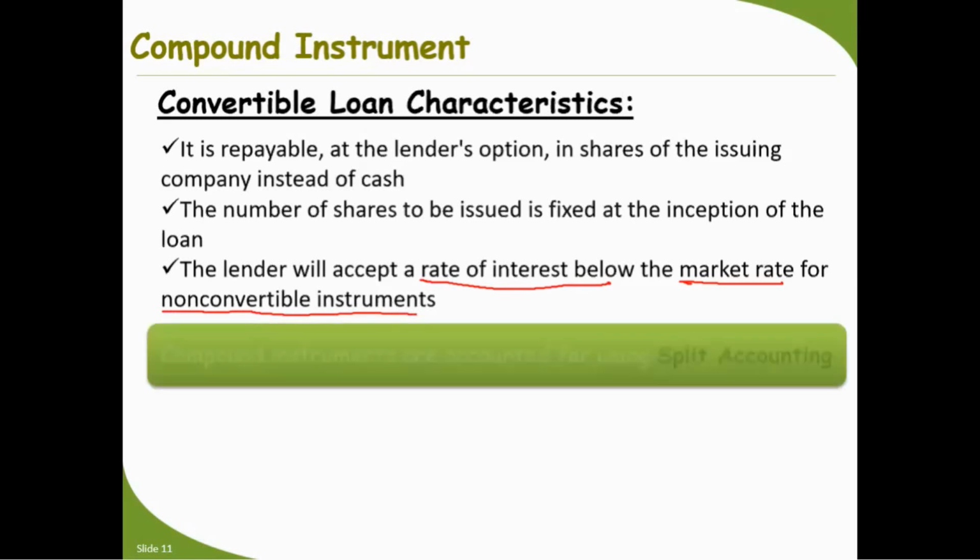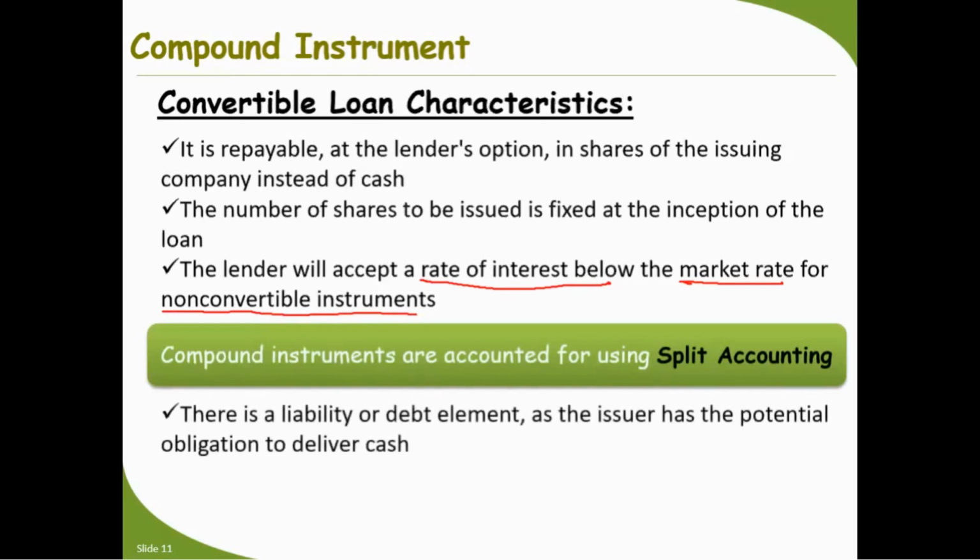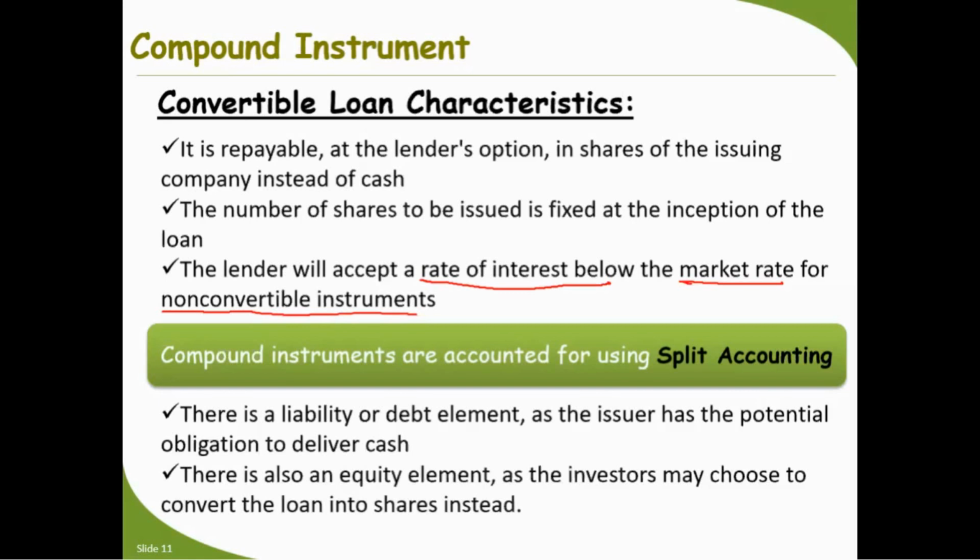Then how are these compound instruments accounted for? These are accounted for using split accounting. What is split accounting? You will segregate it into liability and equity elements. Because there is an obligation to deliver cash, for the issuer, the person who got the loan, there is a financial liability, as well as an element of equity, as the investor has the right to convert the loan into shares. So a compound instrument has characteristics of both debt instruments and equity instruments. So in that case, you will use split accounting to bifurcate it between debt and equity.